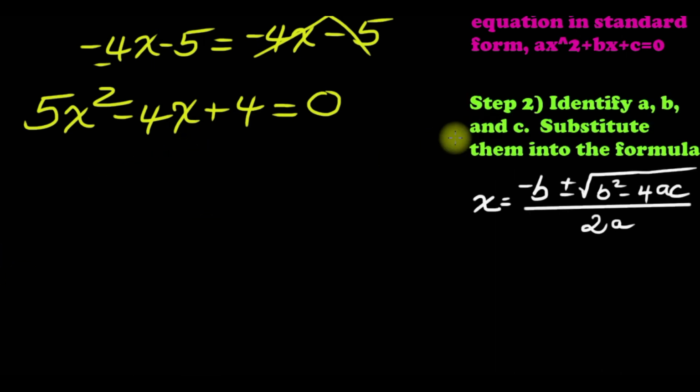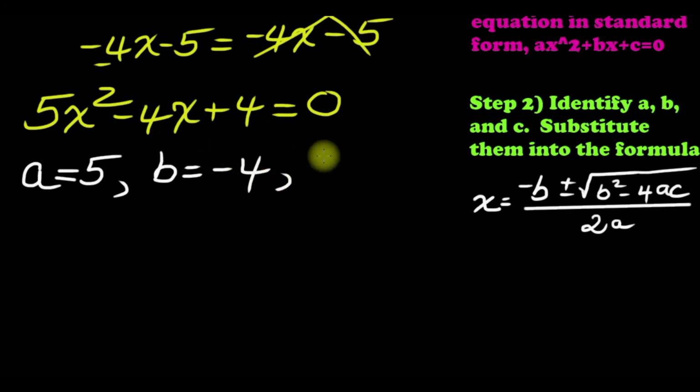Step 2 is to identify your A, B, C, and then plug those numbers into the quadratic formula. A is the coefficient of x squared. So what is A? Well, A is 5. B is the coefficient of x, so that's negative 4. And then C is your constant, so that's positive 4. So there's your A, B, C. And then we're going to plug those numbers in using the quadratic formula.